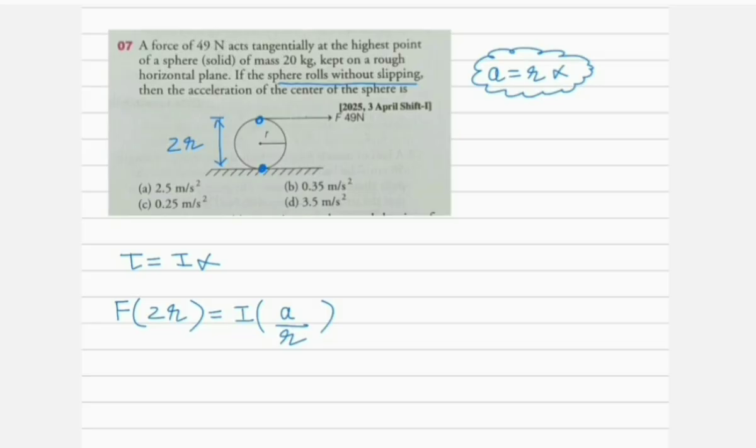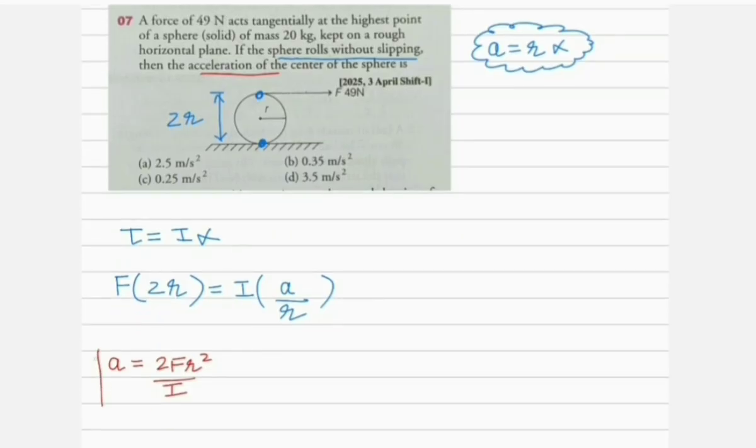All right. So I think you can simplify this a bit before substituting the values and all. What do you have to find, students? Let me remind you. You have to find acceleration, right? Acceleration of the center of the sphere is. So we have to find out a. So the formula for a will look like this, students. 2F r into r will become r square divided by I. Getting this, students? So you have got the formula for a. That's 2F r square divided by I.